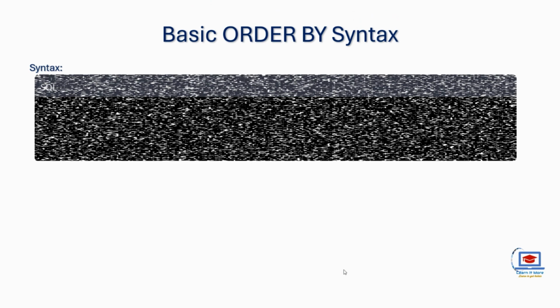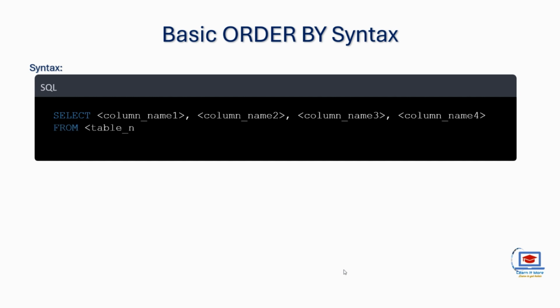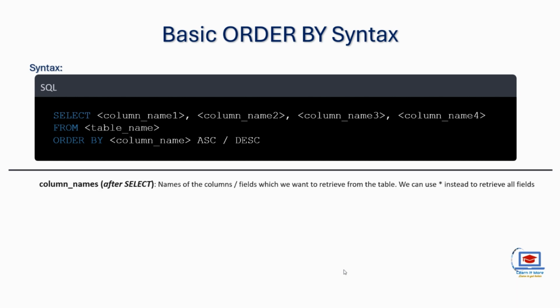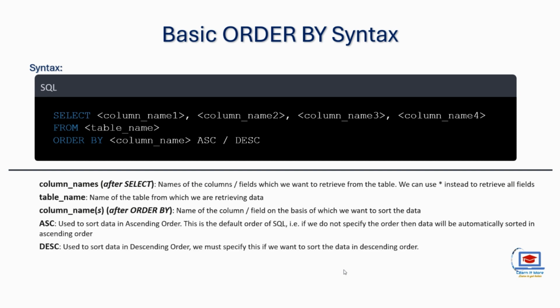We start with a basic SELECT statement followed by required columns or fields. Then a FROM statement followed by the table name from which we want to fetch the data. At last comes the ORDER BY statement, which contains the column name and sort order. There are two types of sorting order: ascending and descending.